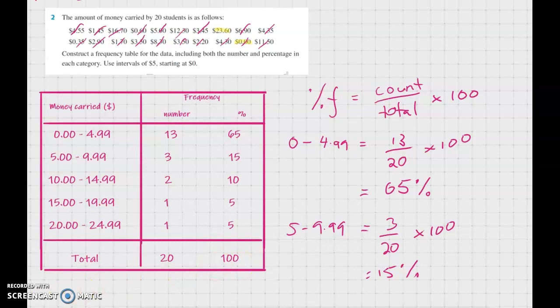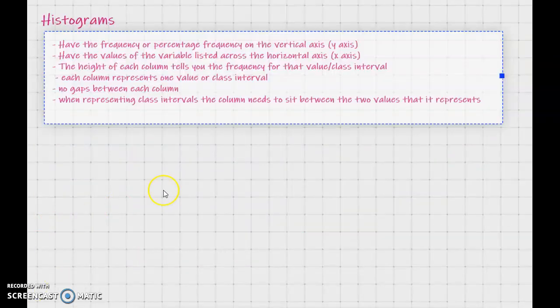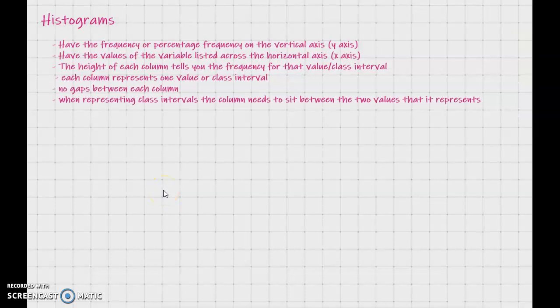Right, this question asked you only for this frequency table, but I'd like to show you how to create a histogram using this data and point out some of the key features of histograms while we're doing it. All right, the rules for histograms. Just like bar charts, your percentage frequency goes on the vertical axis, the y-axis, and the other variable goes along the x-axis. How tall the column is tells you how many times that particular value happened. Each column represents one value or one class interval.